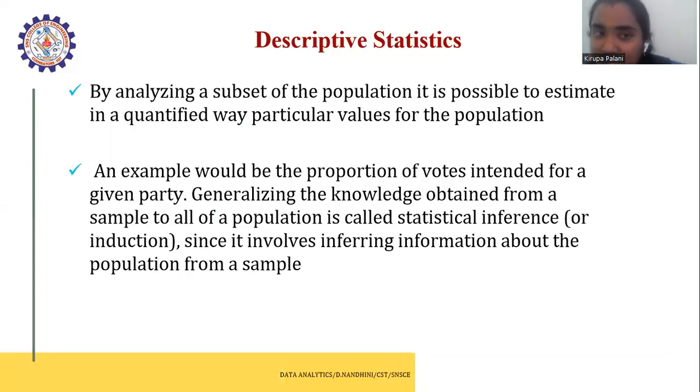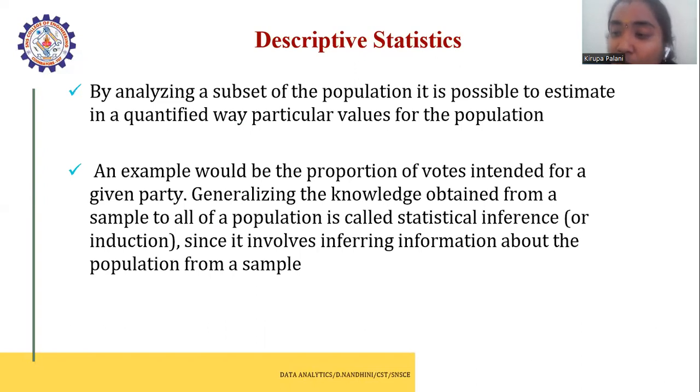Next, in descriptive statistics, how can we analyze data? Data can be analyzed with the help of a subset of the population, using quantifiers of values from the population, which are easily estimated to calculate the descriptive statistical analysis. A main example is the proportion of votes indicated for a given party. We generalize the knowledge obtained from a sample of the population, which is known as statistical inference.